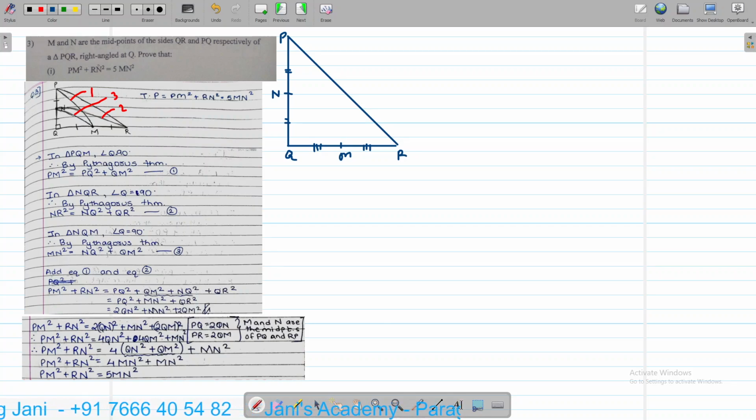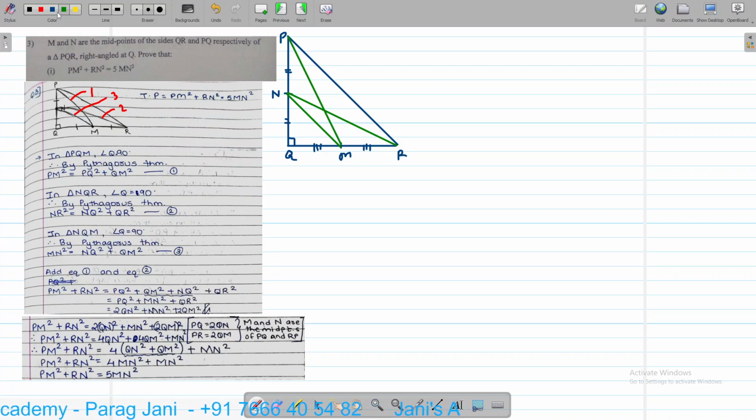Now what you have to prove is right angle as cube. Okay, fine. Prove PM square plus RN square is equal to MN square. That means you have to draw another line like this, PM square plus RN square is equal to MN square. So MN square is like this. Okay, this is your drawing.